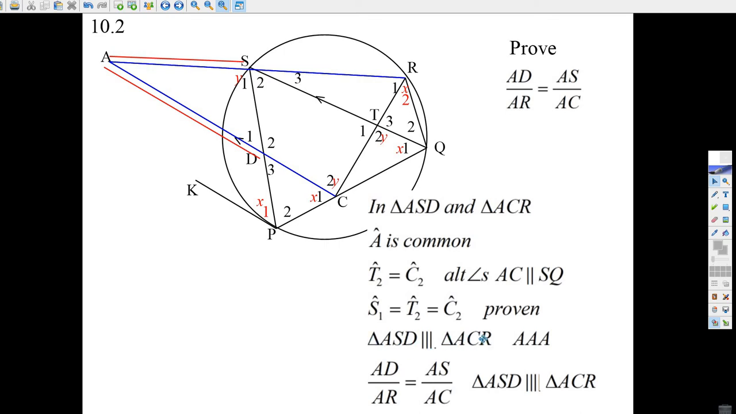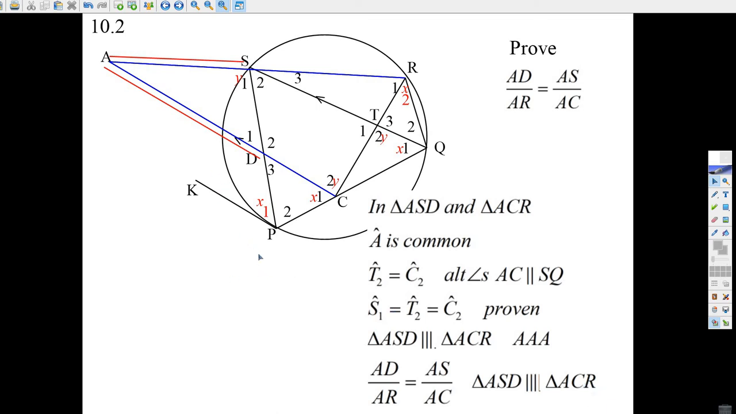It means their angles all match up. And if their angles match up, it means their sides are proportional. You can take this side, AD, and it goes with the side AR. And the side AS goes with the side AC. In fact, that's exactly right. You can make those fractions because the triangles are similar. And there is that one done.